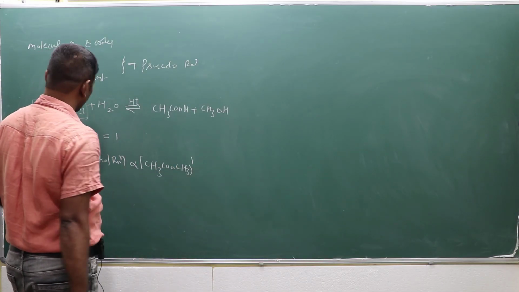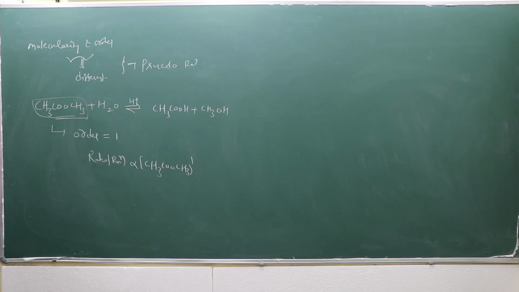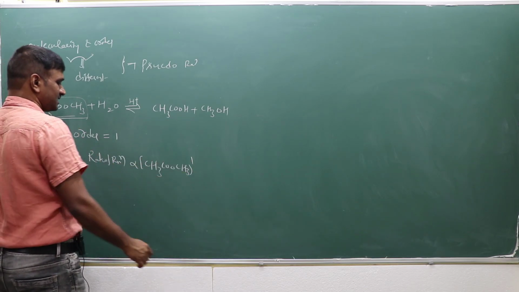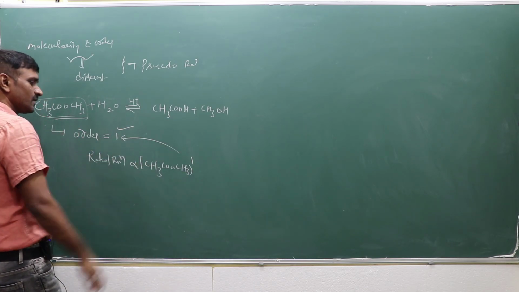How many reactant molecules? Only one reactant molecule, one equivalent of methyl acetate is there, so the order is 1.